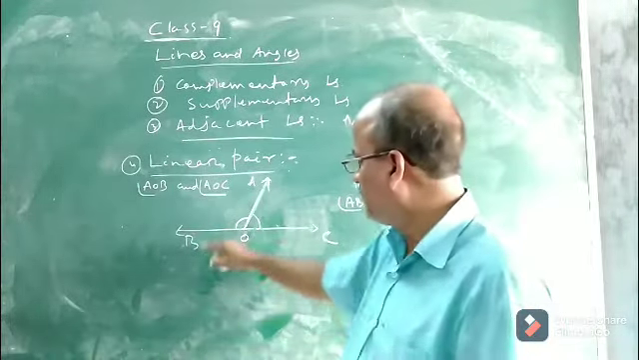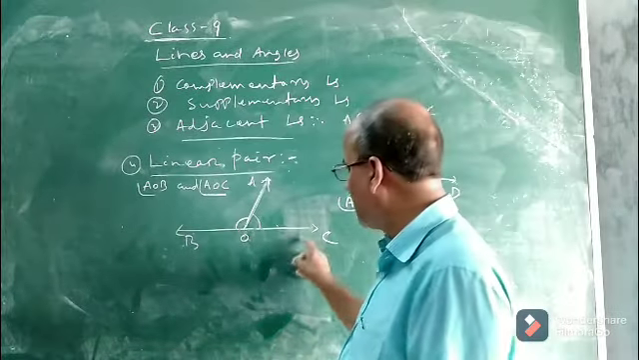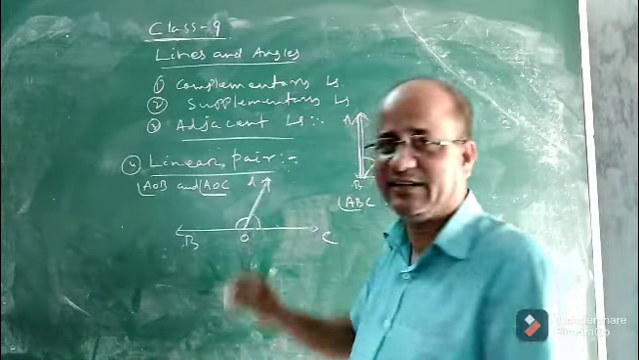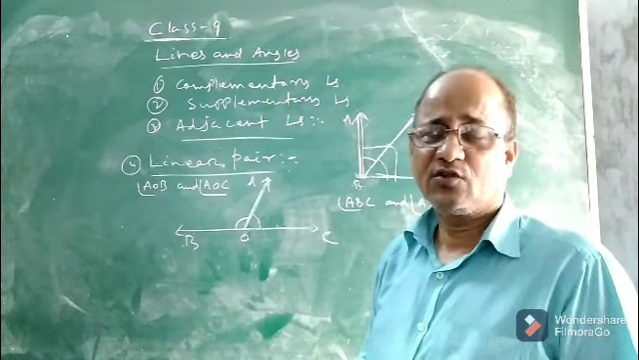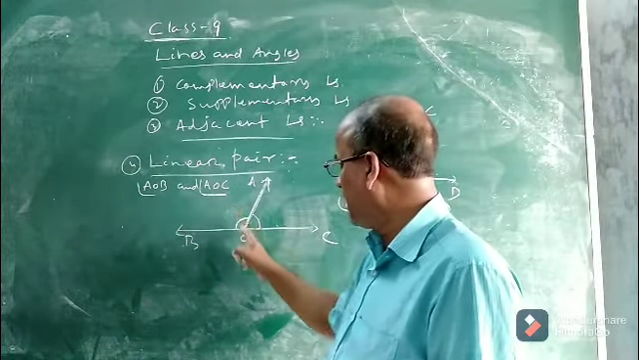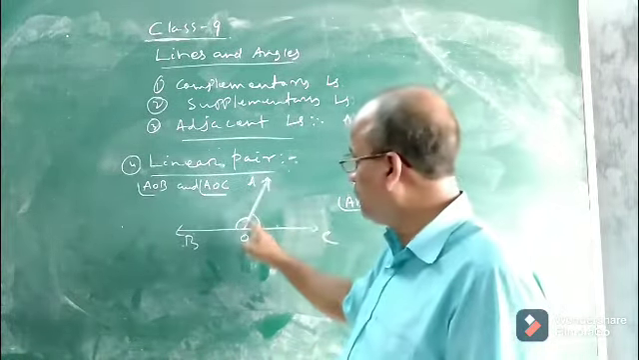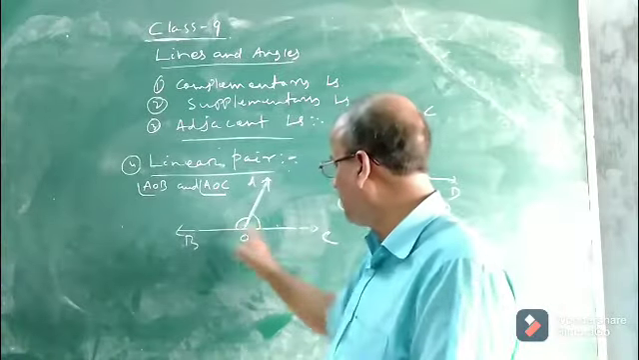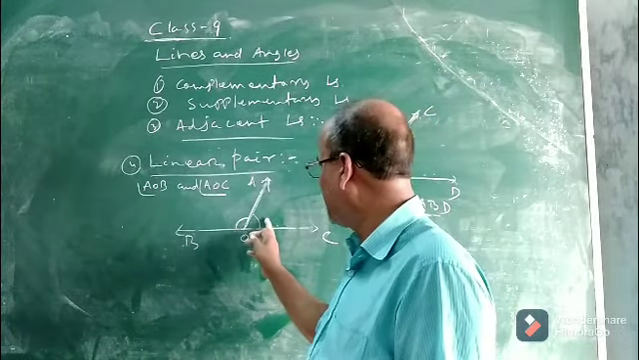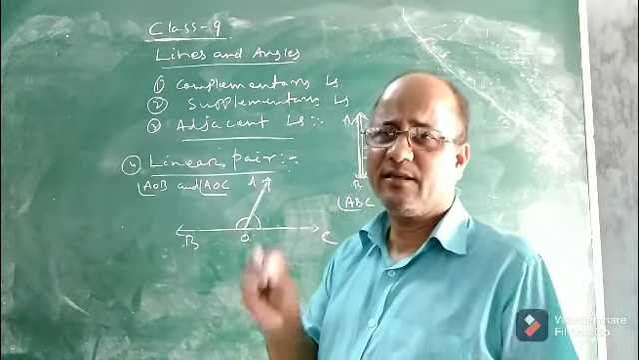Now the point is, what is their position? Where do they lie? The two non-common arms, OB and OC, clearly form a straight line. So that is the reason. These two angles, AOB and AOC, have a common vertex O, have a common arm OA, and the two non-common arms, OB and OC, form a line or straight line. So we say that this pair of angles, angle AOB and angle AOC, forms a linear pair.